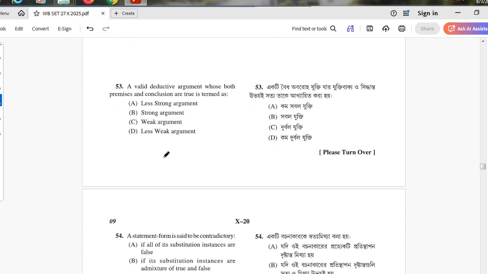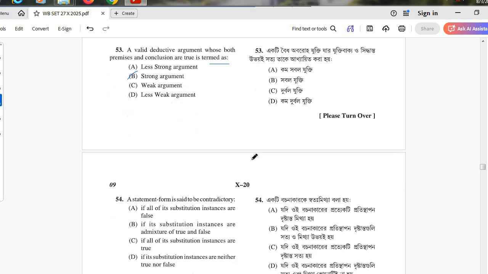Question 53. A valid deductive argument whose both premises and conclusion are true is termed as: A. less strong argument, B. strong argument, C. weak argument, and D. less weak argument. And correct answer is option B, strong argument.